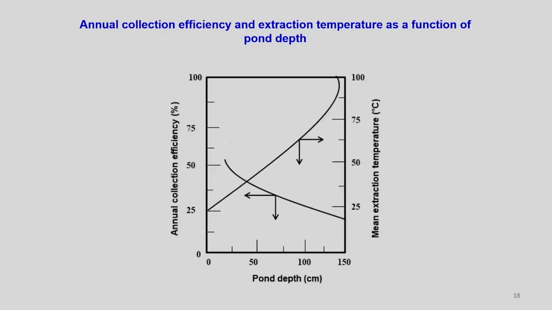Also, we can develop the annual collection efficiency and extraction temperature as functions of pond depth. This figure shows the variation of annual collection efficiency with pond depth. As pond depth increases, annual collection efficiency increases, and the mean extraction temperature decreases with increase in pond depth.